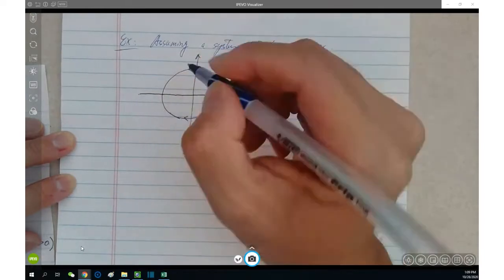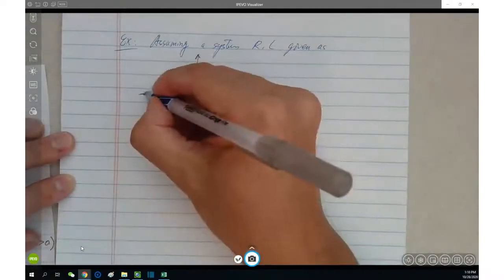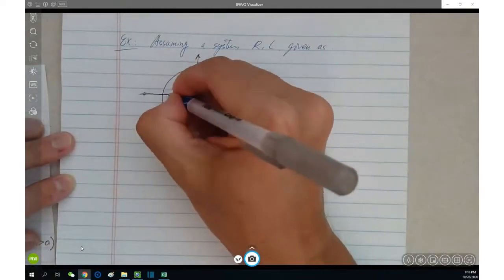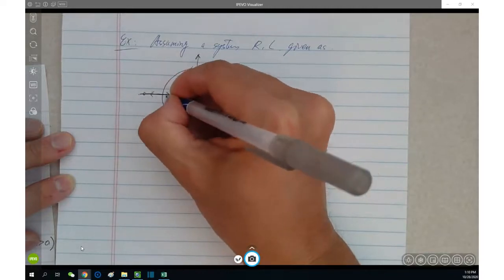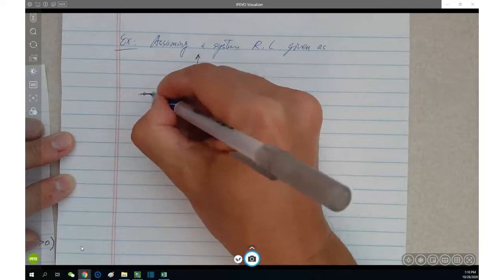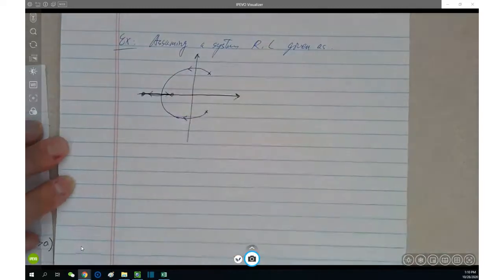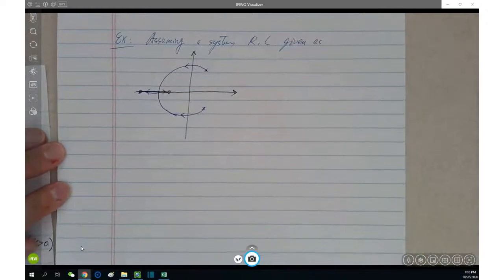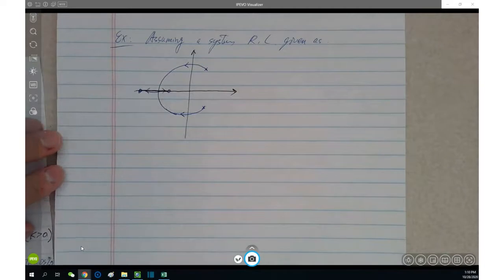Remember, root locus has direction. This is the root locus. We don't need to worry about how to come up with this root locus for the time being. We just need to study it and try to understand it.